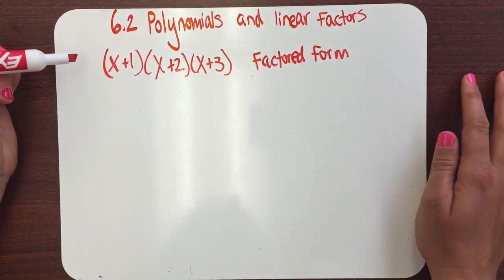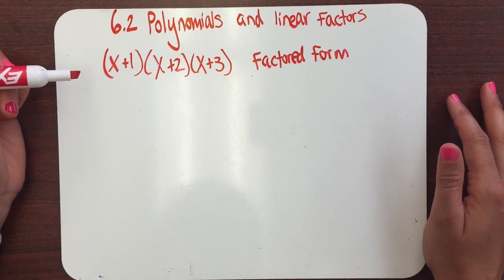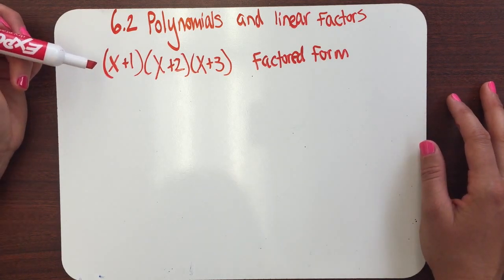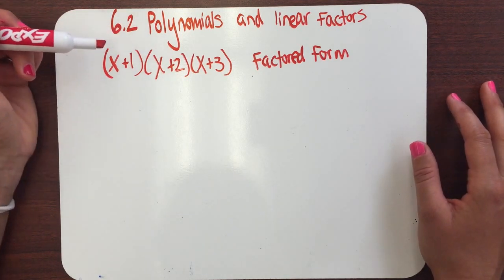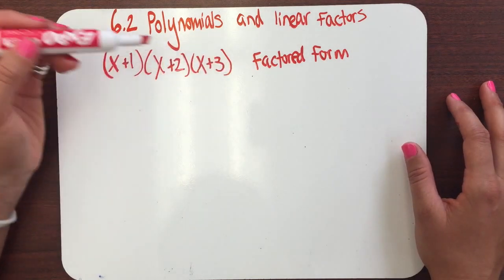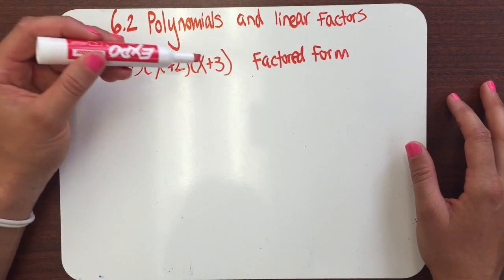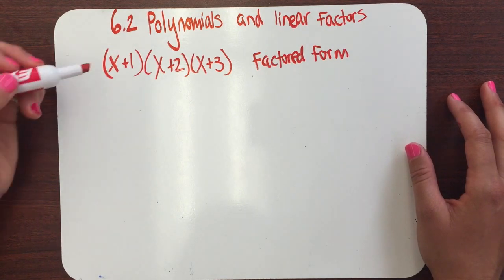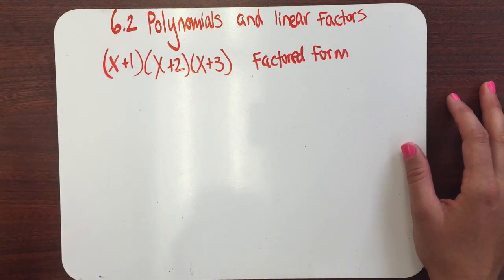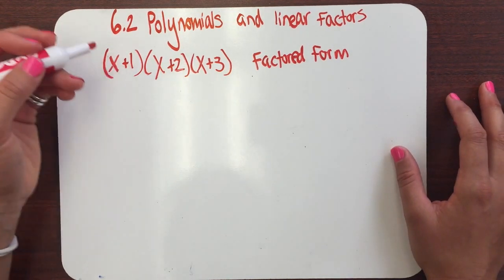It's nice when it's in factored form because if we need to find the x-intercepts, it will be easy to find. What you would do for that is set it equal to 0 and solve for x for each binomial. But we'll get to that later on. So now we want to put it in standard form.